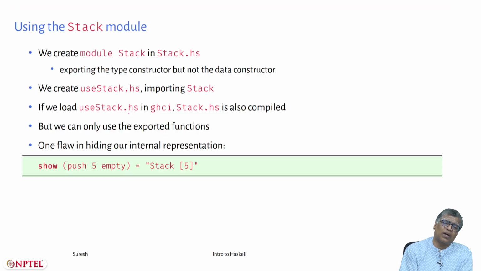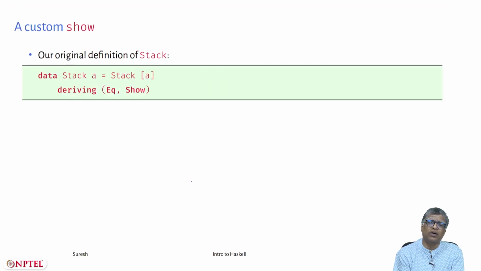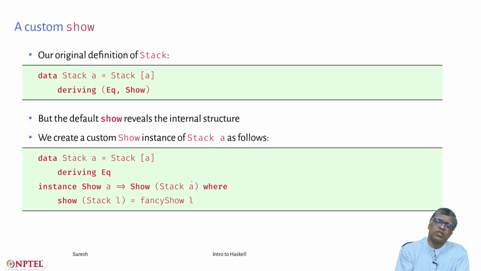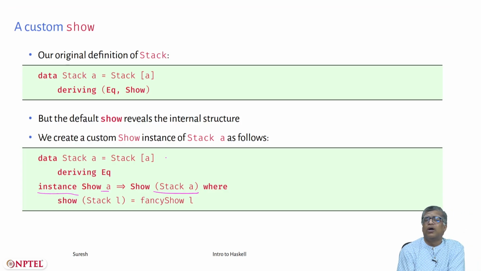So one flaw is that if you do not define a new kind of show, and you just say show push 5 empty, it will say Stack and then list 5. Then you might guess that the representation is just a list with some wrapper around it. Not that you can do anything with it, but you don't even want to reveal this, so you create a custom show. For a custom show, you have to say instance: as long as A is showable, Stack A is also showable. You cannot use deriving, because deriving will give a default implementation of show. You want a custom implementation of show.